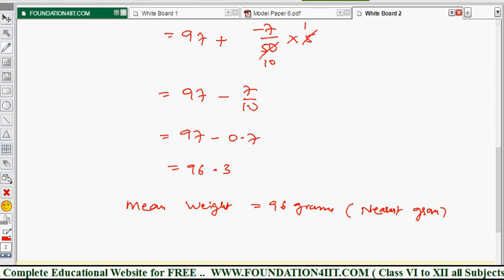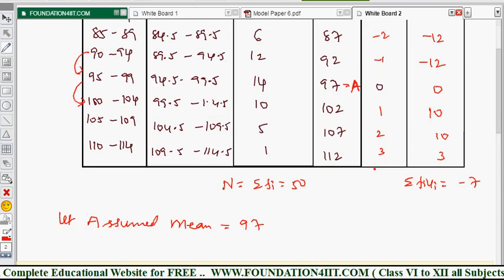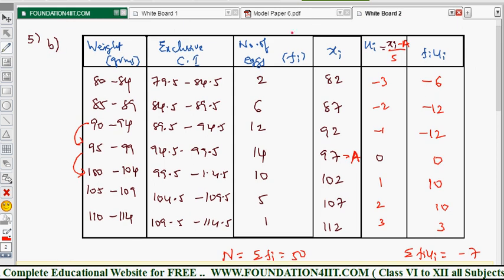So after the decimal point, if the remaining part, because 96.3, is more than 0.5, you can add it to the next number. So 96 grams. This is the formula you need to remember, and you should use the table. Right? This is about this question.